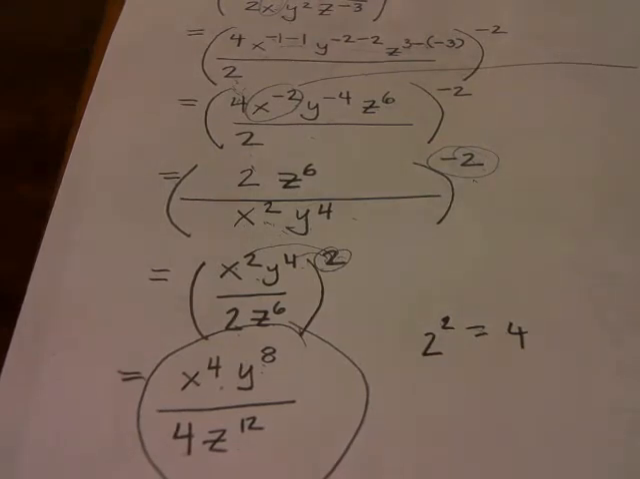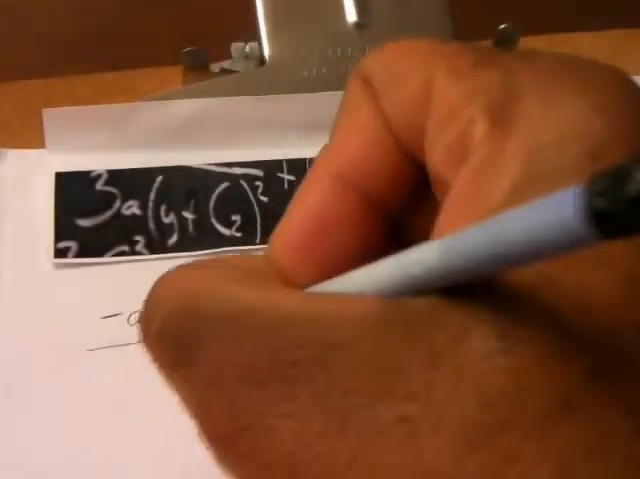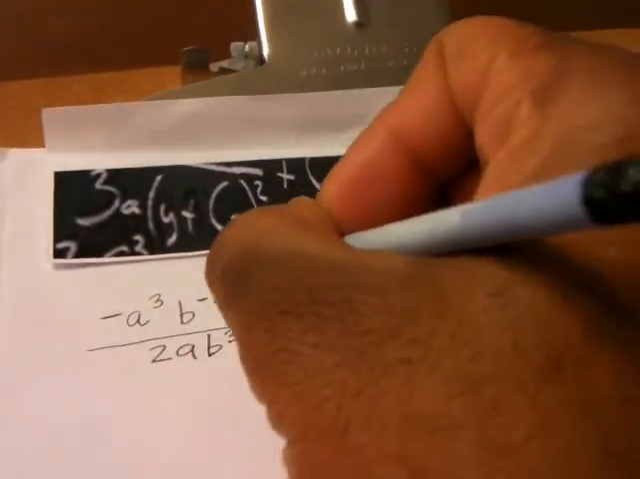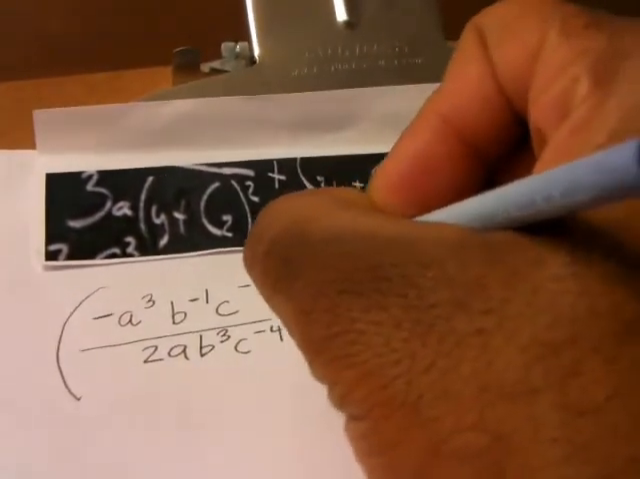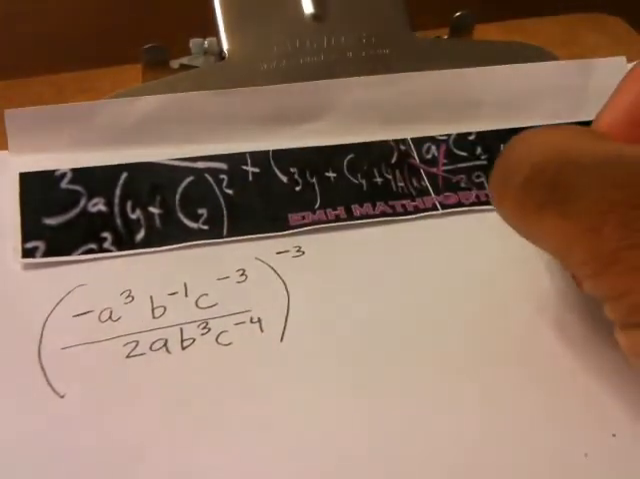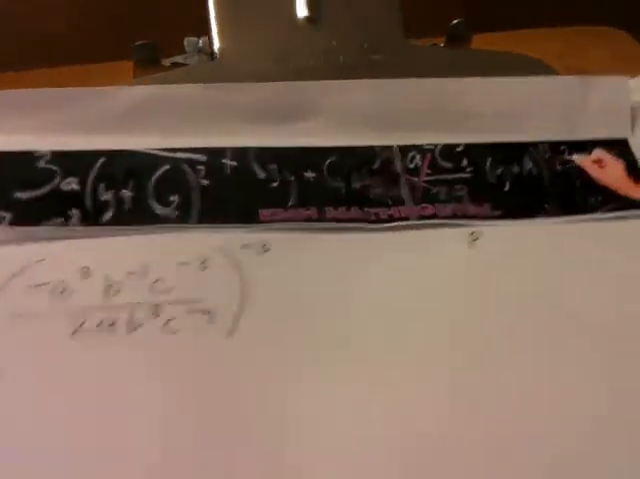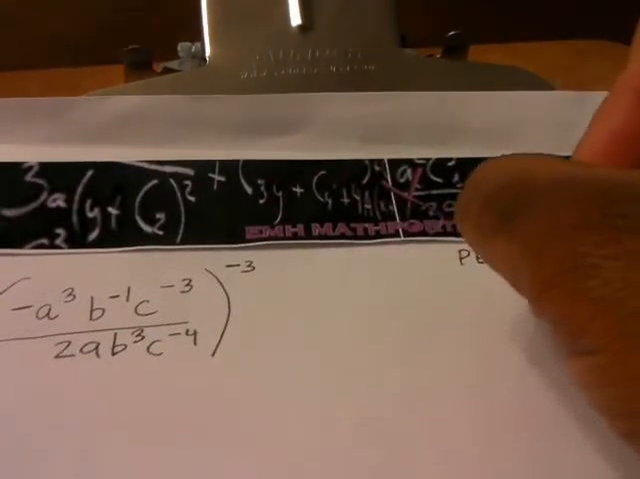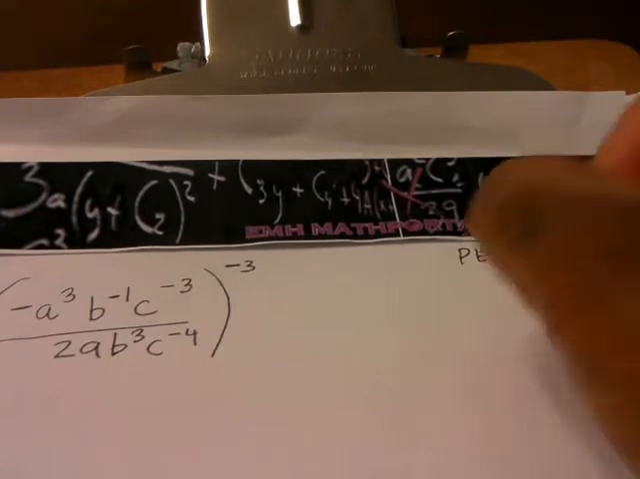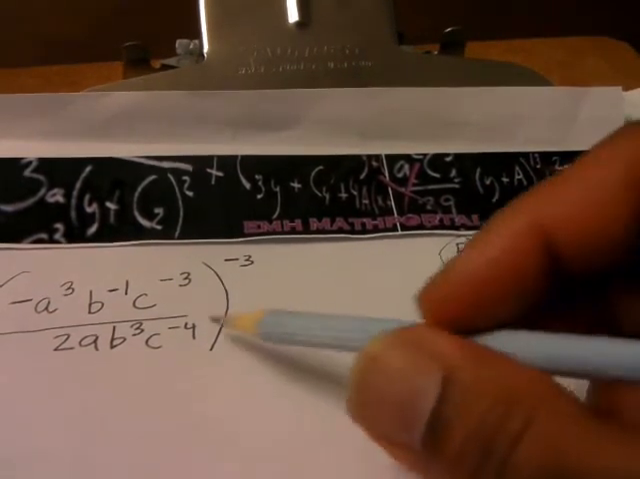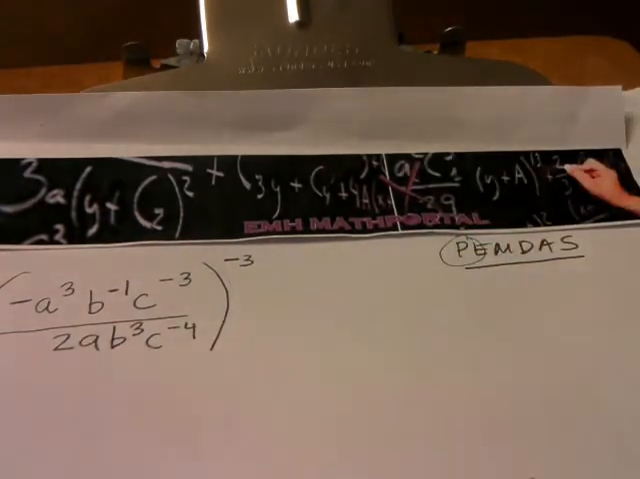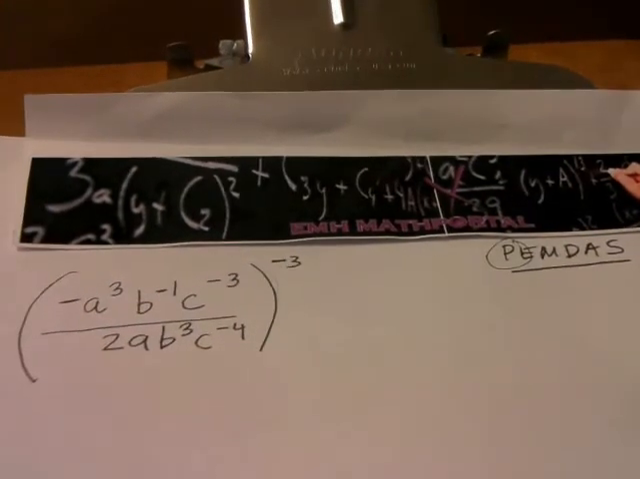We're going to do one more problem just to illustrate. C to the 3rd, c to the negative 4, and now, in parentheses, raised to the power of negative 3. Again, we're going to use the PEMDAS illustration. P for PEMDAS, the parentheses. We work what's in the parentheses. Again, we're using PEMDAS as a checklist.